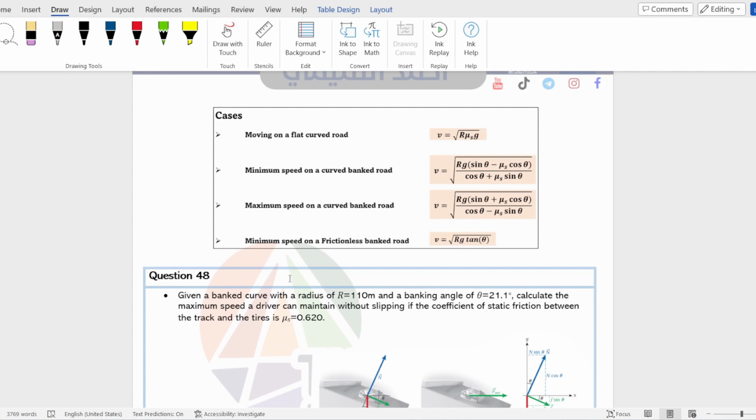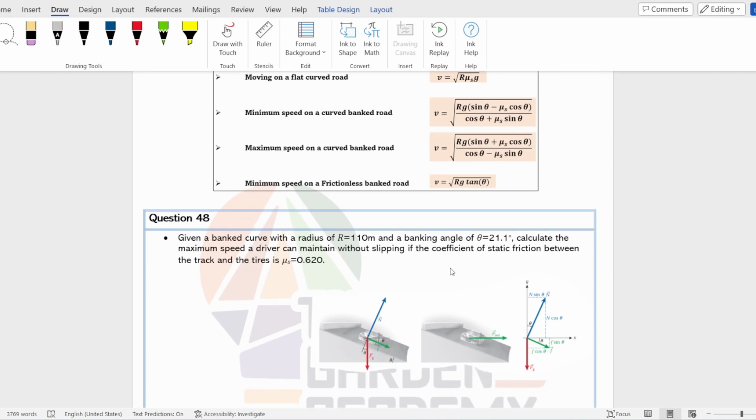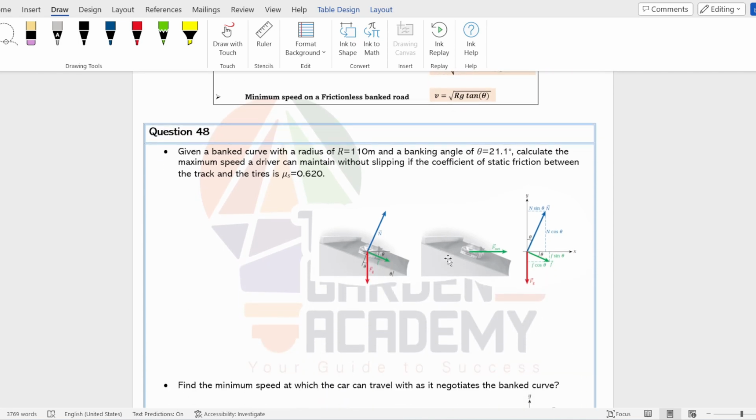Now if we understand the case, we can just directly substitute the values we have in the question in the equation to find the answer. For example, let's take this question, a solved problem in the book. Given a banked curve with a radius of r equals 110 meters and the banking angle of theta equals 21.1 degrees, calculate the maximum speed a driver can maintain without slipping if the coefficient of static friction between the track and the tires is mu s equals 0.62.